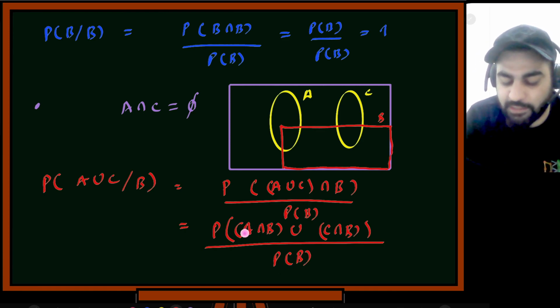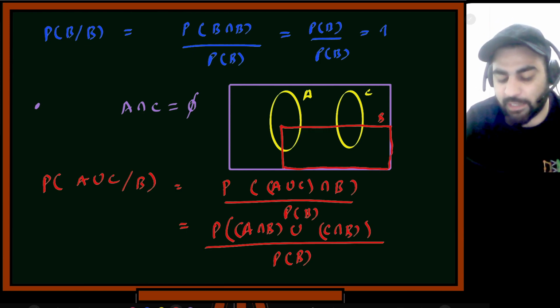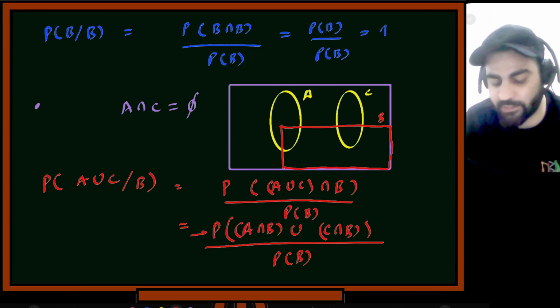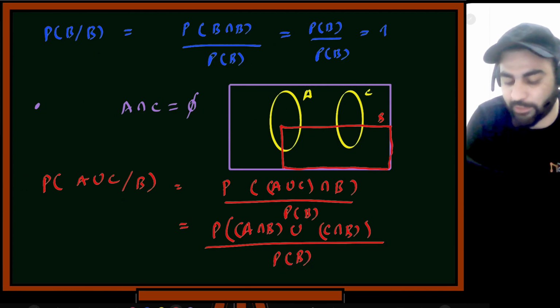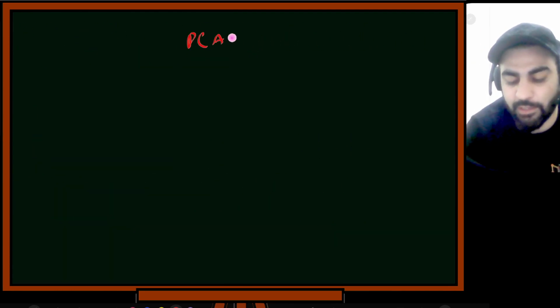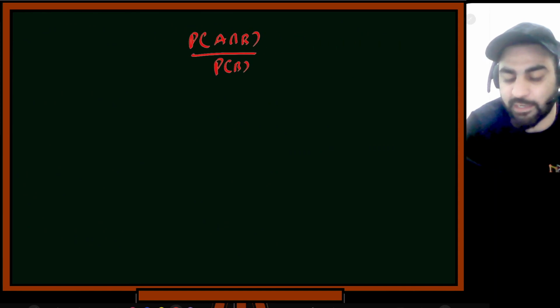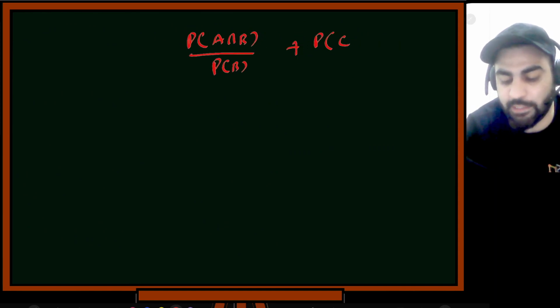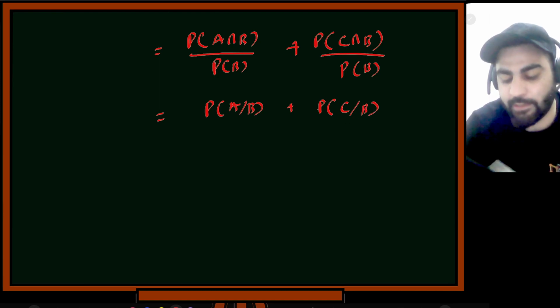Now these two events are disjoint, because I said that A and C are disjoint. So I can write this as probability of A intersection B divided by probability of B, plus probability of C intersection B divided by probability of B. This is equal to probability of A given B plus probability of C given B. Is it clear?